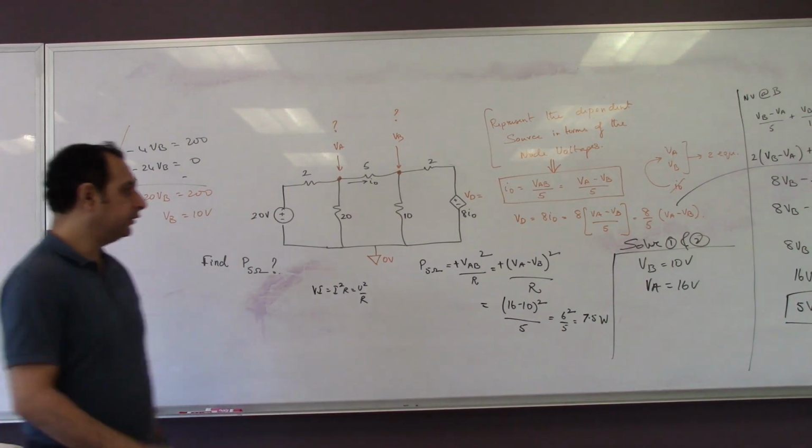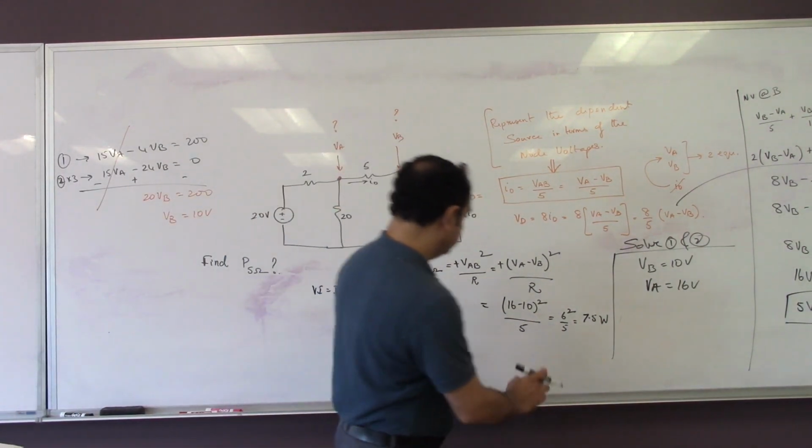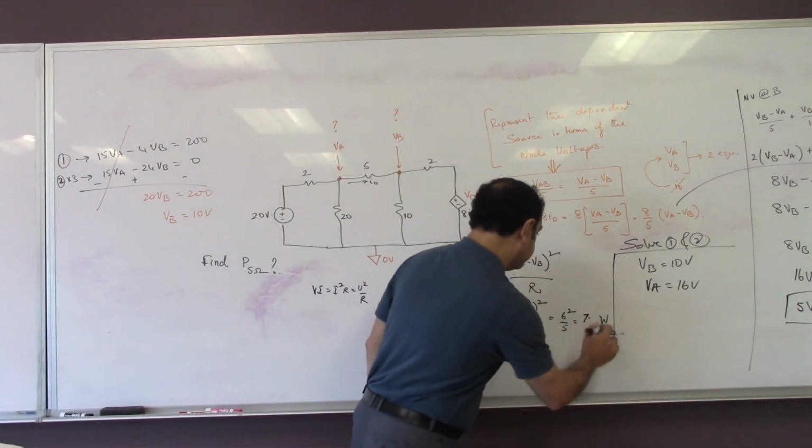I'm sorry. Not 5, it's 7.2, not 7.5. 2 times 8.